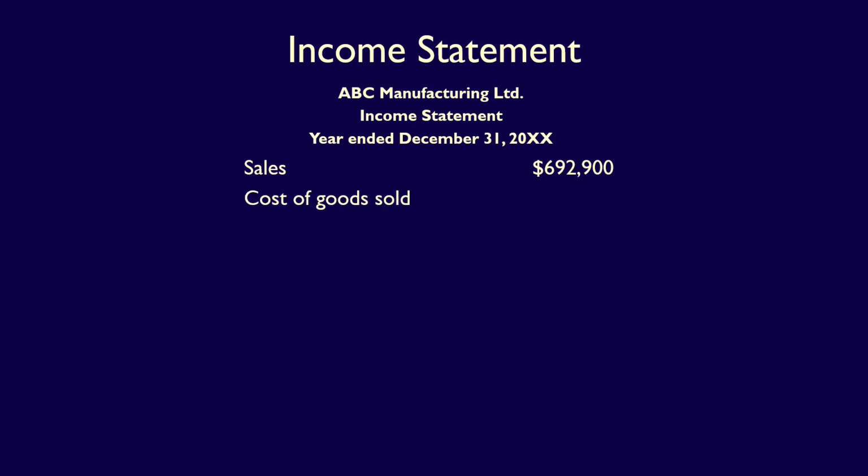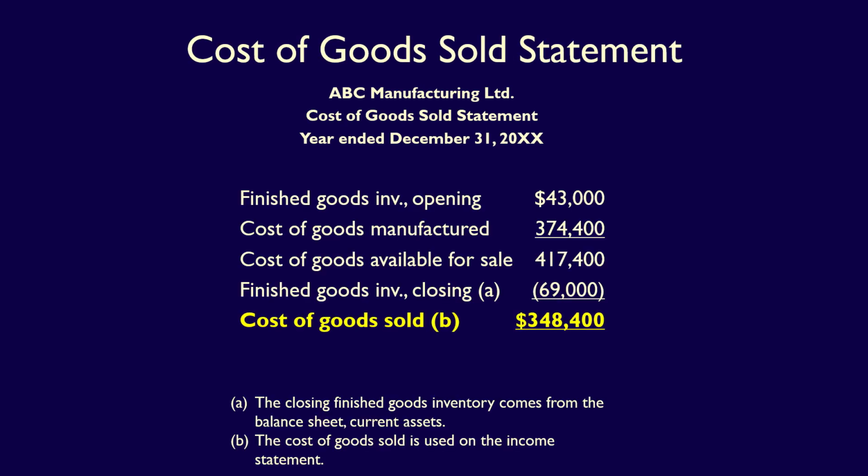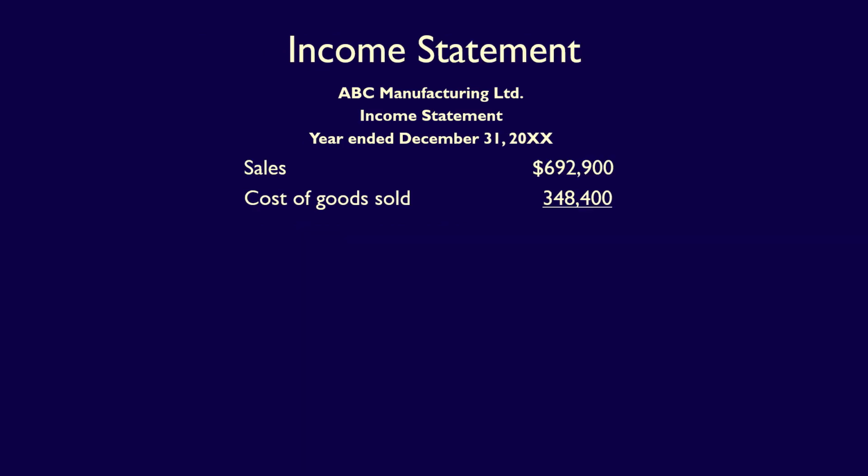We then take the cost of goods sold, which we take from the cost of goods sold statement, which we calculated as $348,400. This is the amount of inventory which has been sold during the period to customers, and the number we need on the income statement. Cost of goods sold, $348,400. We then calculate the gross profit, also called the gross margin, which is sales revenue of $692,900, less the cost of goods sold of $348,400, which is equal to a gross profit of $344,500.